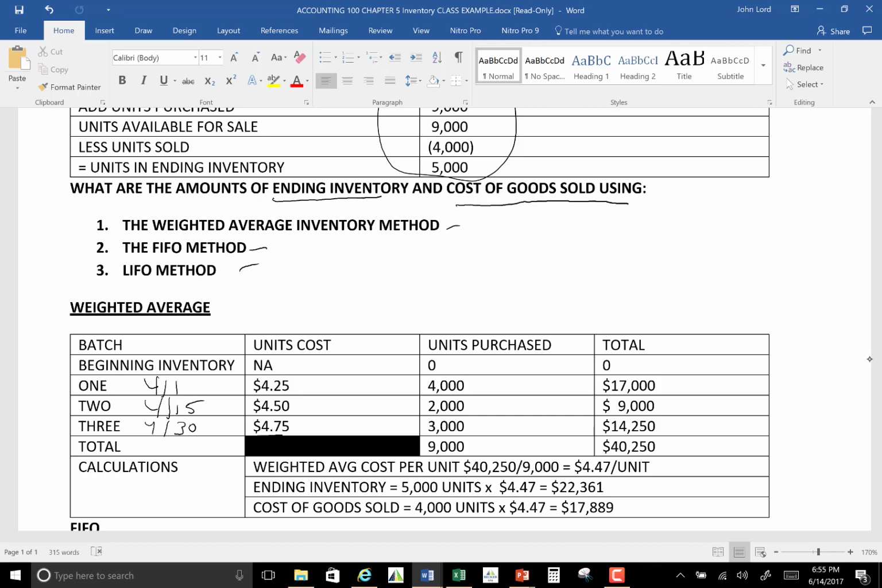Yes. Okay, so my inventory got debited for $40,250, so it has a balance now of what? $40,250, right? With me so far? Good. Then I start selling my inventory, and I guess we're doing FIFO first. So this is FIFO up here.